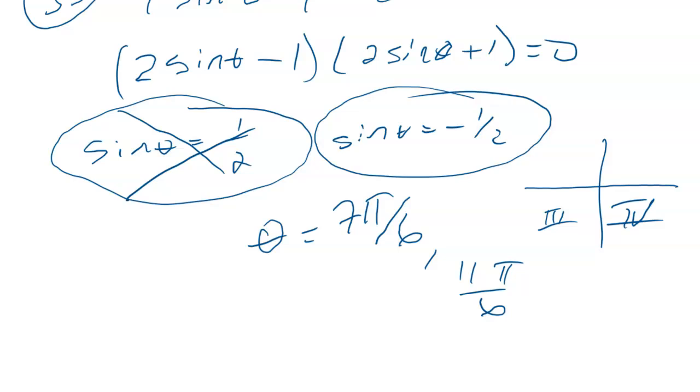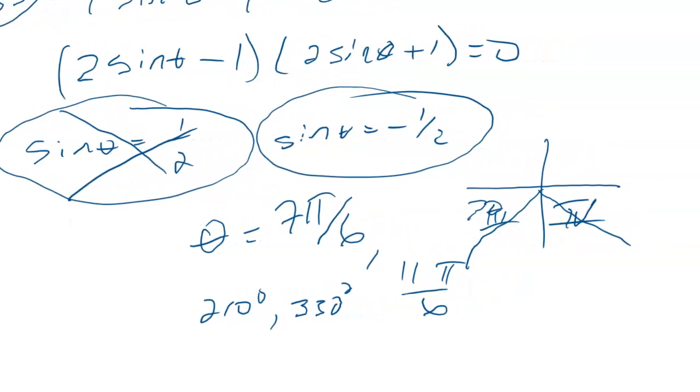I believe that's correct. I'm going to double check. Oh, they want it in degrees. Again, this is 30 degrees, so we get 210. 30 degrees. This is 330. Oh, not bad, not bad. All right, on to 37. Just moving along.